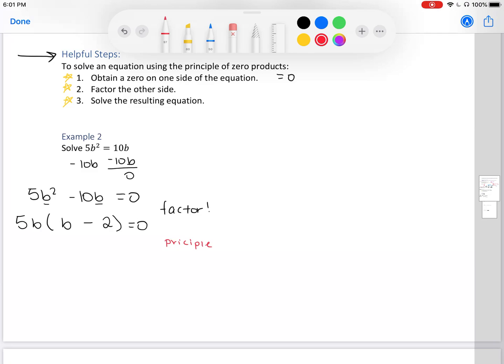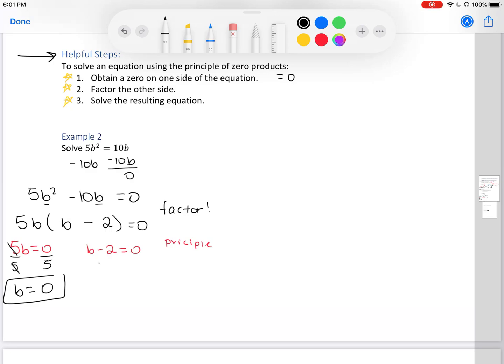We can go ahead and set each one equal to 0. 5b equals 0, and b minus 2 equals 0, and let's go ahead and solve. So here I want b to be by itself, so let's divide by 5. 5 divided by 5 is 1. We're left with b is equal to 0 divided by a number, which is always 0.